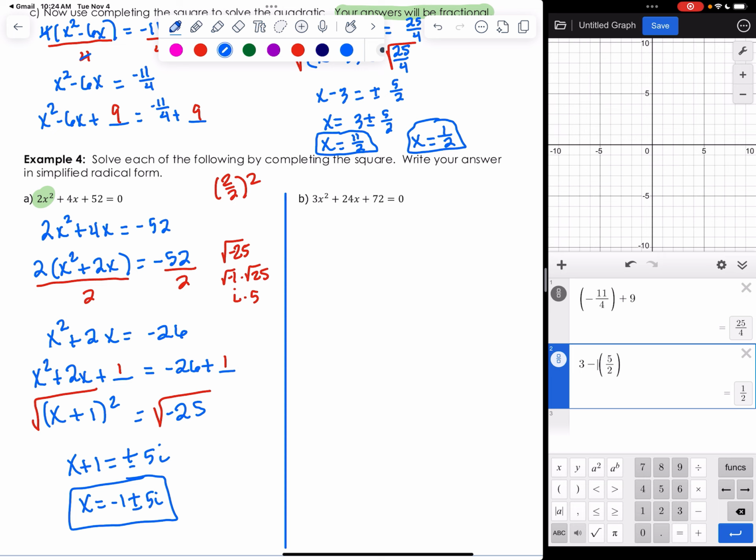All right, pause the video and try problem B on your own. All right, welcome back. Let's see how you did. The first thing I did was put all the variables on the left side and put the constant term on the right side. Then I factored out a 3 to get 3 parentheses x squared plus 8x equals negative 72. Then I divided both sides by 3.